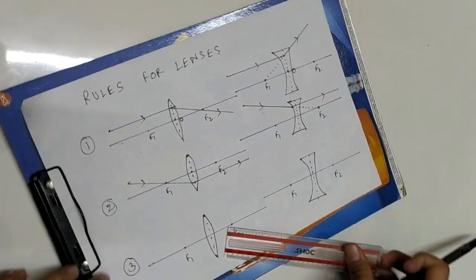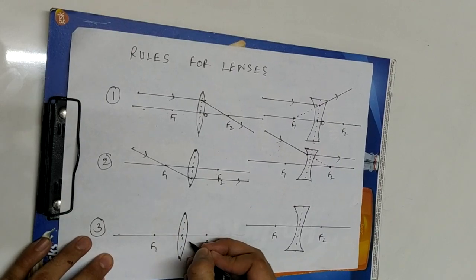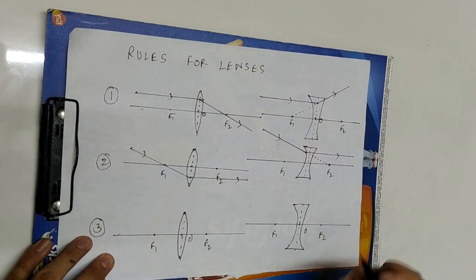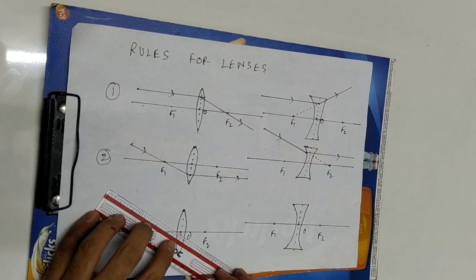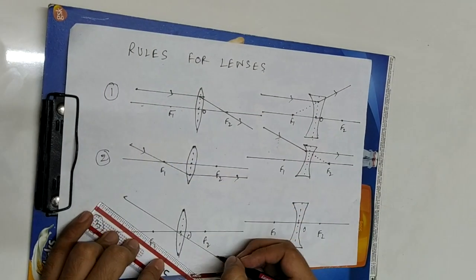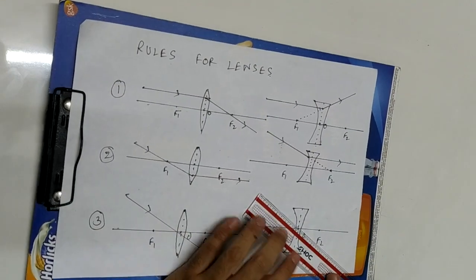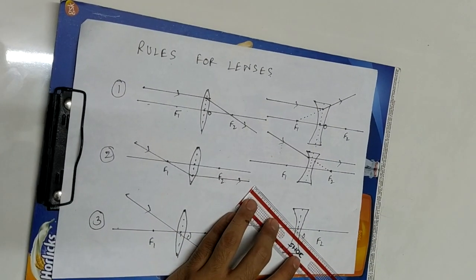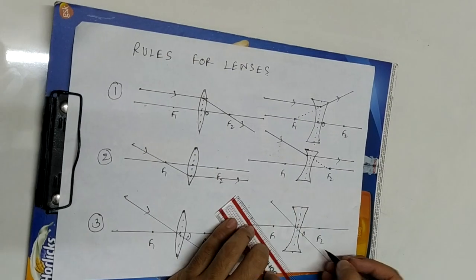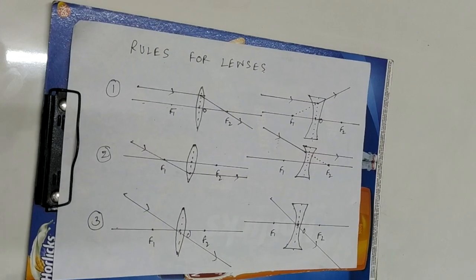Okay, now the last and the easiest law. This is the optical center O. Whatever ray is incident on the lens at the optical center will pass through undeviated. Easy, no? This is the same for both concave and convex lens. Okay, so these are the simple rules for drawing the ray diagrams.